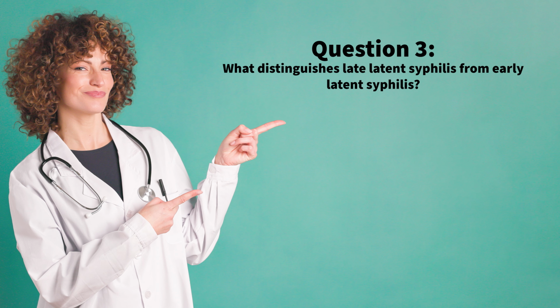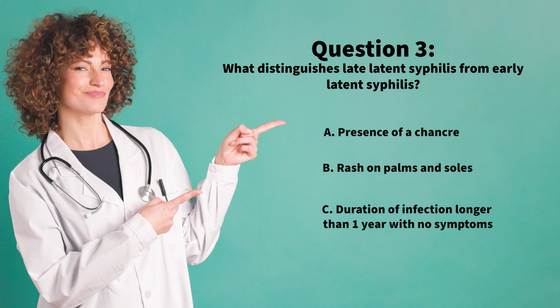Question 3. What distinguishes late latent syphilis from early latent syphilis? A. Presence of a chancre, B. Rash on palms and soles, C. Duration of infection longer than 1 year with no symptoms, or D. Presence of mucus patches. Correct answer is C. If the duration of infection is less than 1 year, then the diagnosis would be early latent syphilis. If you got all the questions correct, excellent job.